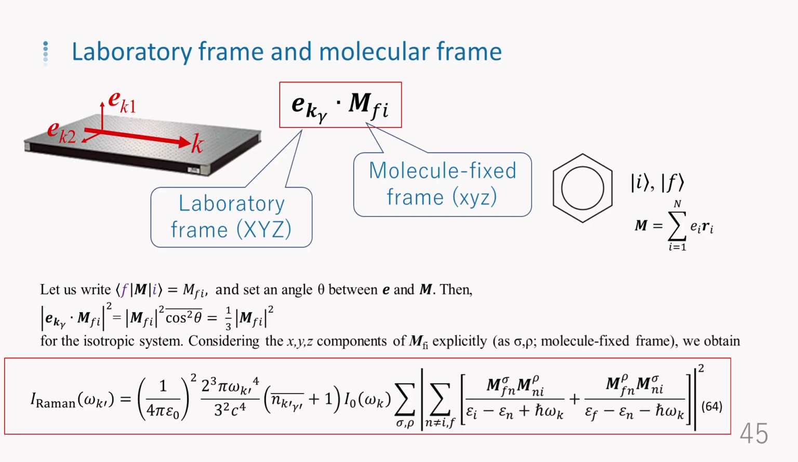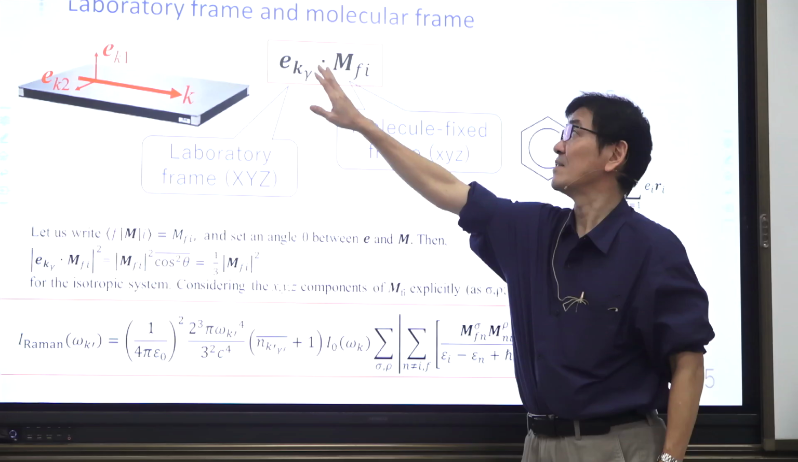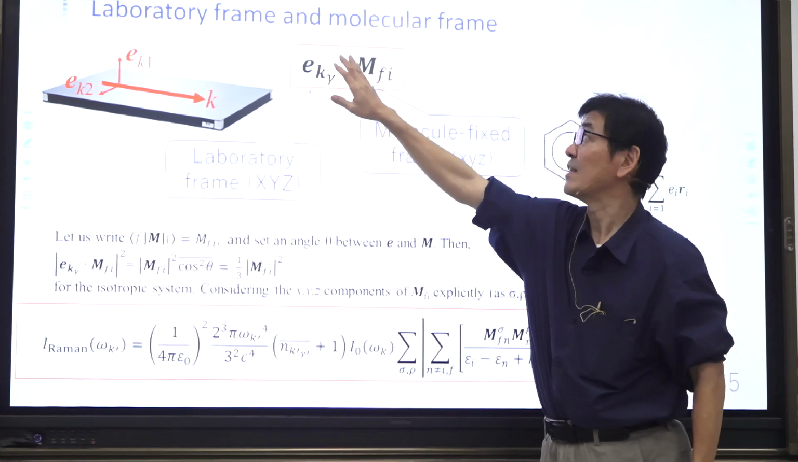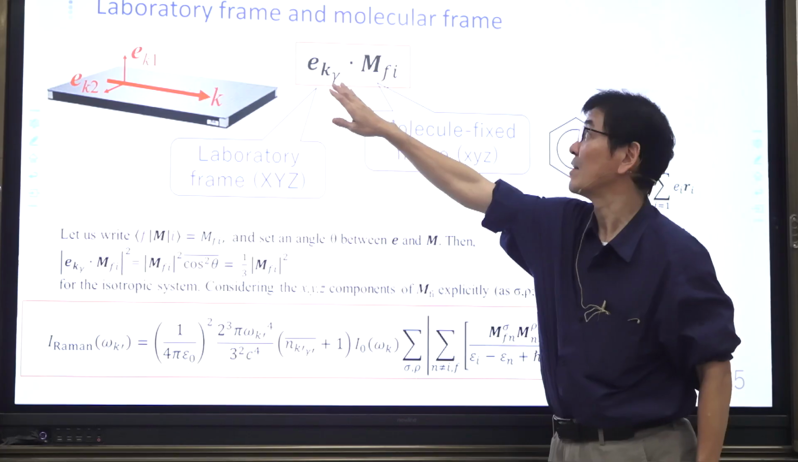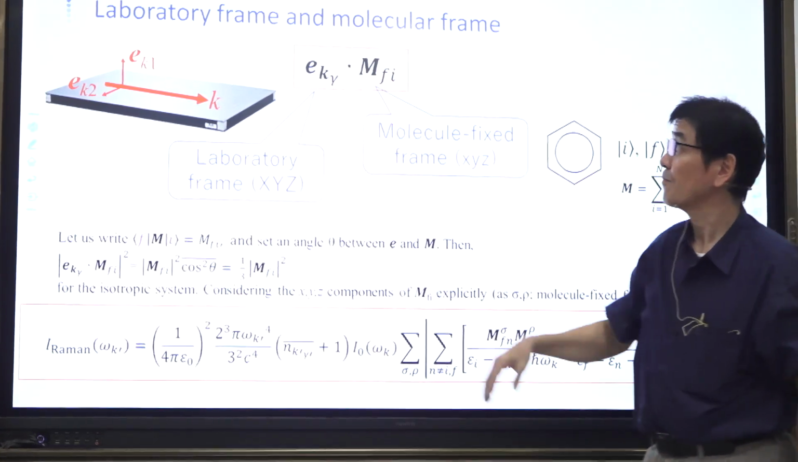And we need to consider one more point. That is the frame of the coordinate. In the previous formulation, there was a term, the inner product term of the Ek gamma and MFI, for example. So this is the inner product of the electric field polarization vector and transition moment.